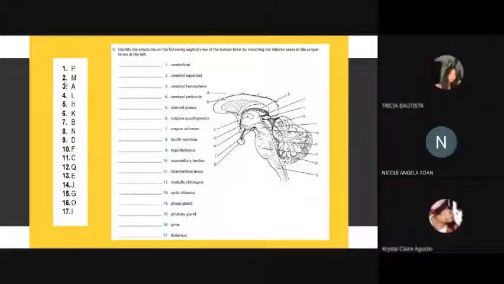Intermediate mass is for location C. Medulla oblongata is in location Q. Optic chiasma is for location E. Pineal gland is for location J. And pituitary gland is for location G. Pons for location letter O. And lastly, the thalamus is on location letter I.